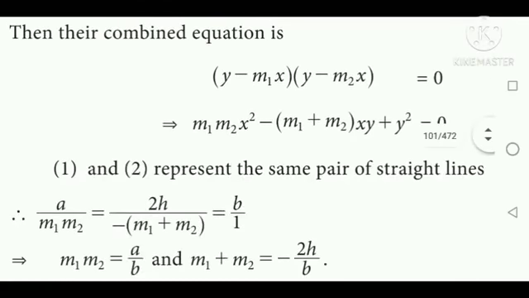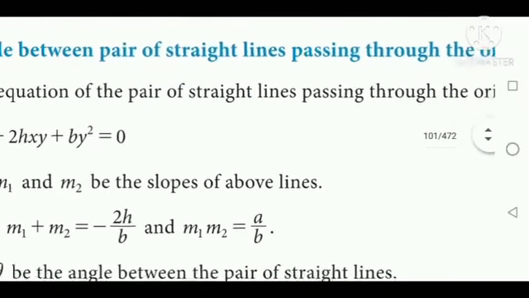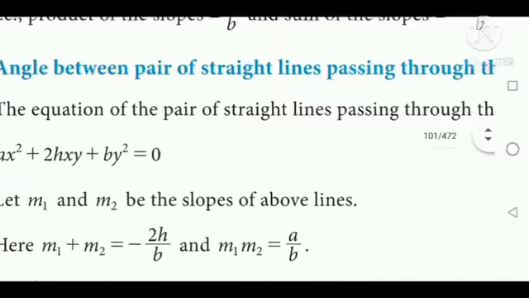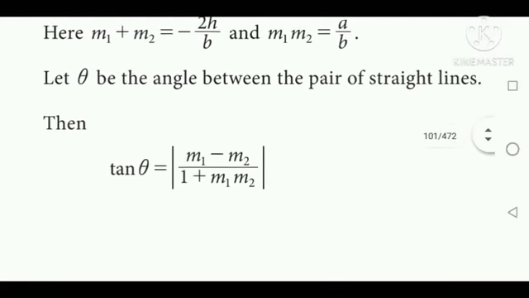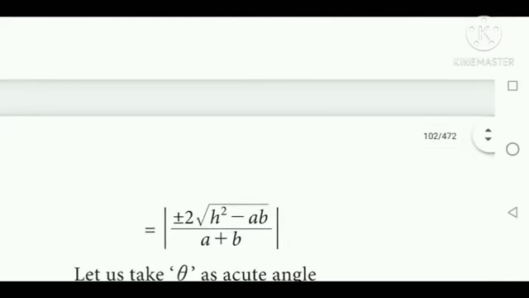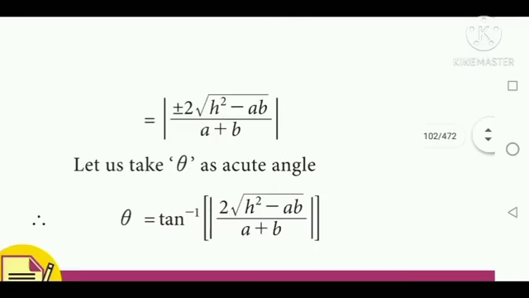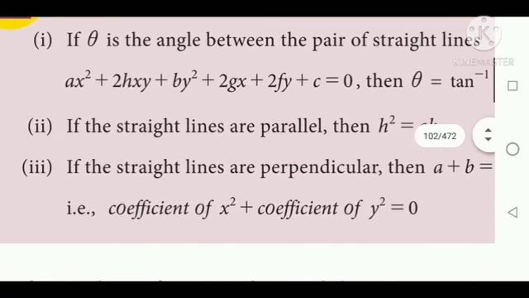Then the next one is about the angle between a pair of straight lines passing through the origin. Here we are finding the angle between the pair of straight lines passing through the origin. Tan theta equal to modulus of m1 minus m2 divided by 1 plus m1 into m2. So if you want to find the angle, you apply this formula and find the angle between the straight lines.